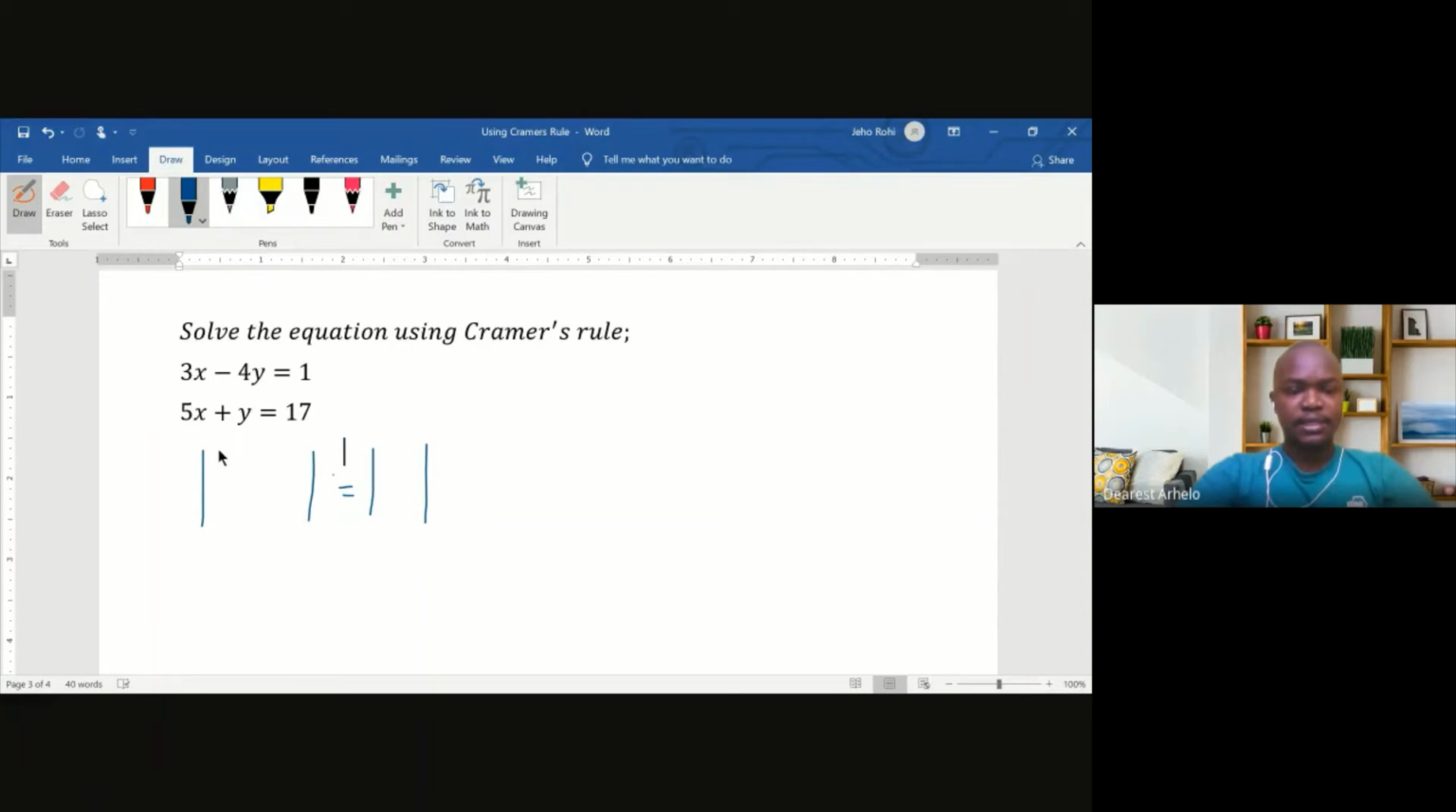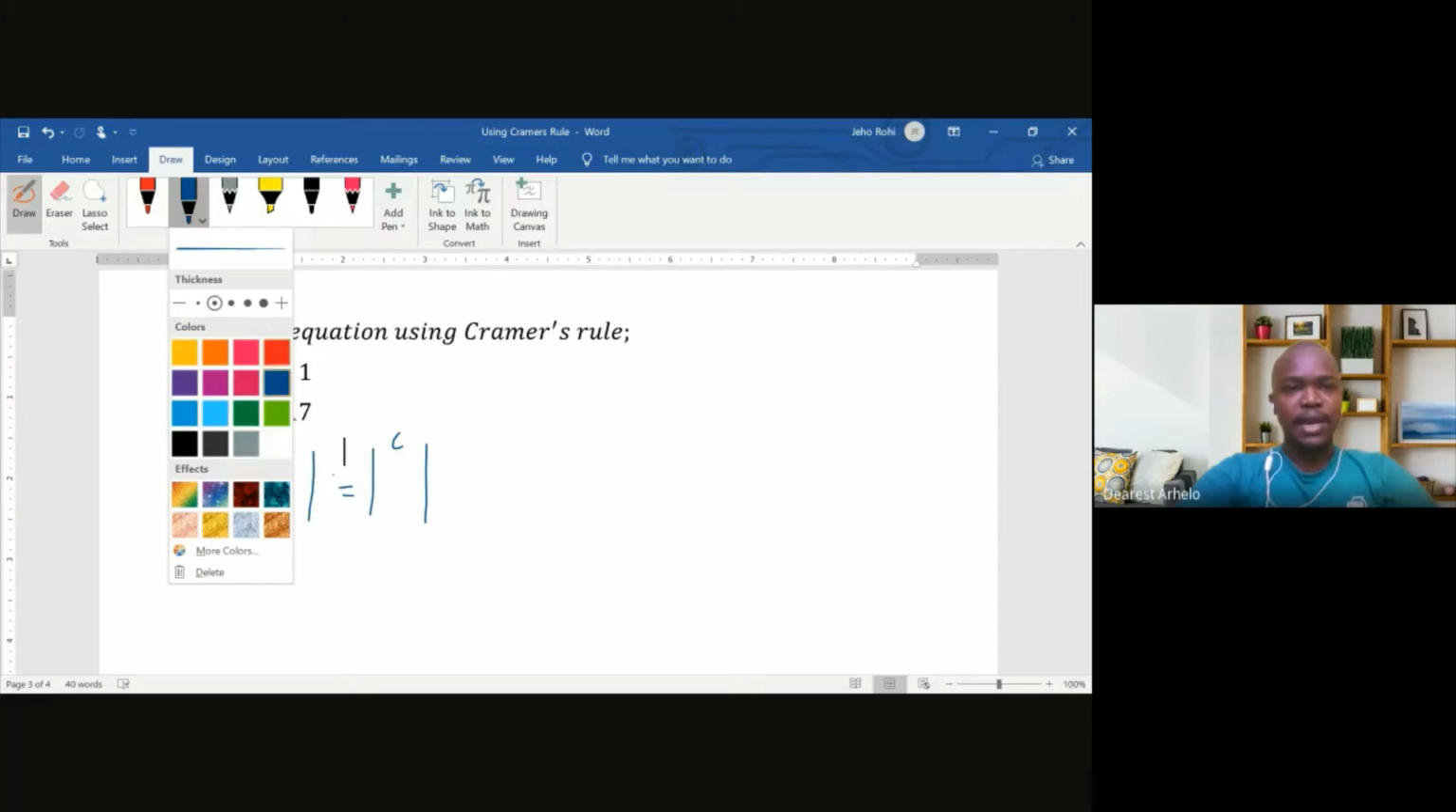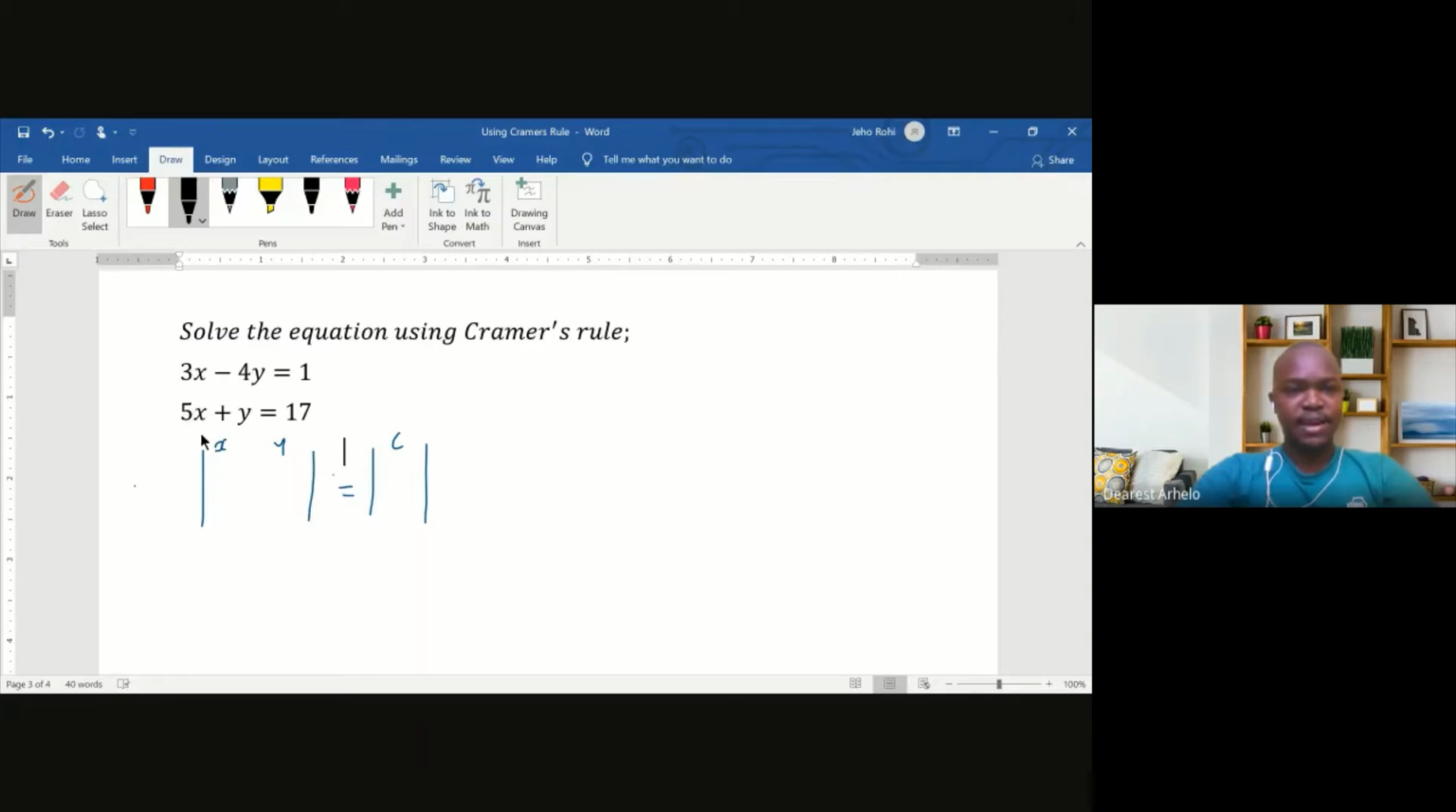Remember that here is your x, here is the y column, and here is the constants. Okay, so what next? I put in the values. For x, we have 3 and 5. For y, we have -4 and 1. For the constants, we have 1 and 17. So from this, we can solve for our d, dx, and dy.